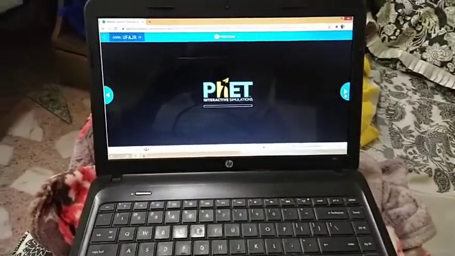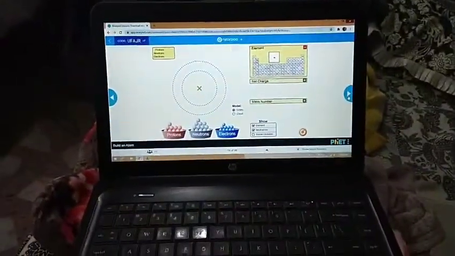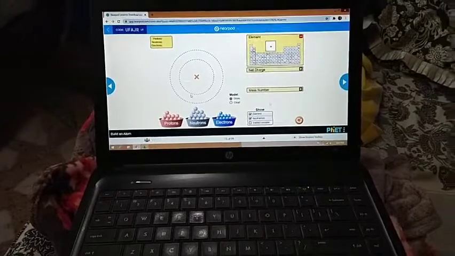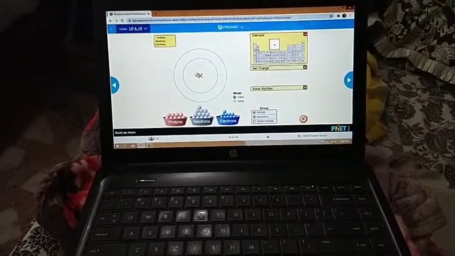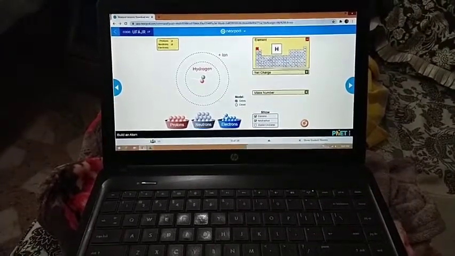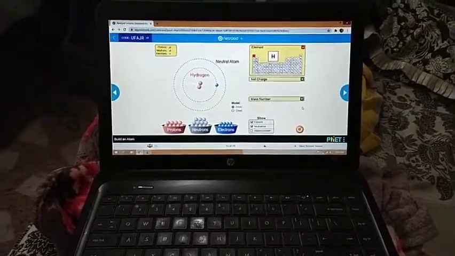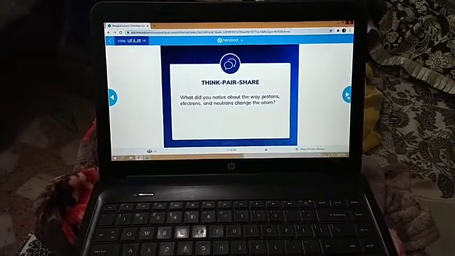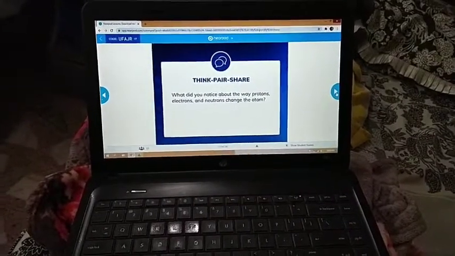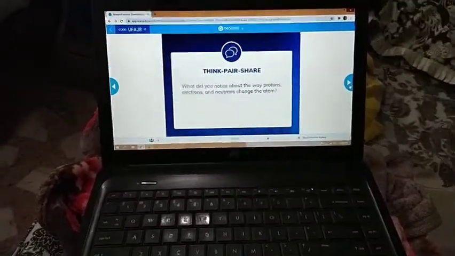Now these are interactive simulations, alright? So here you are supposed to make an atom by dragging these protons and neutrons in the center. You will put them in the center, and you will put the electrons over here in the shell. Okay, so that's how you will build an atom. Next slide: did you notice how protons, electrons and neutrons change the atom? You are going to think about it. You're not supposed to answer it here.